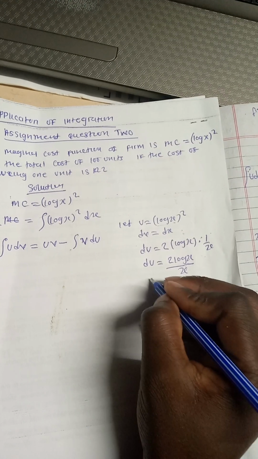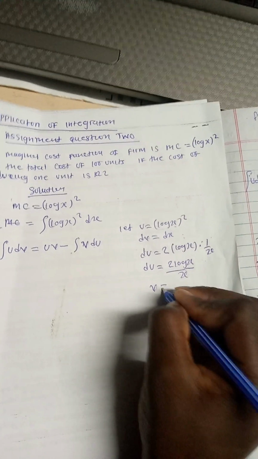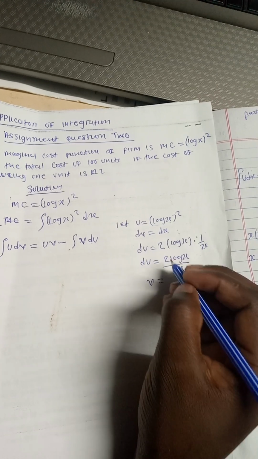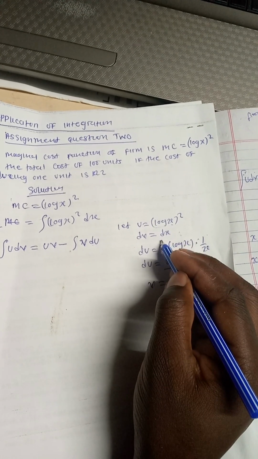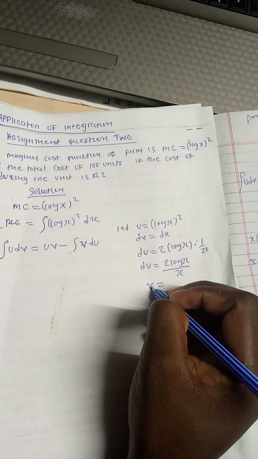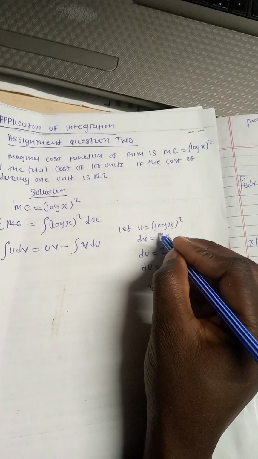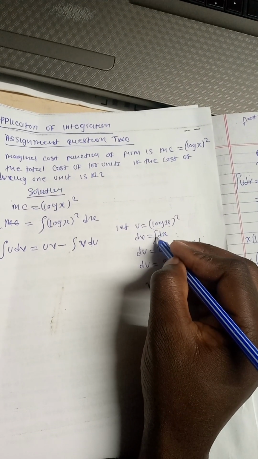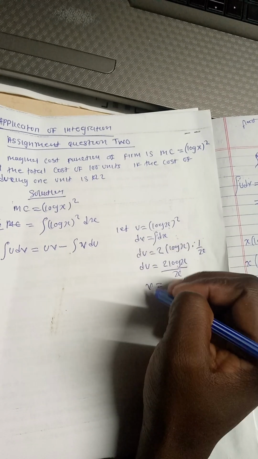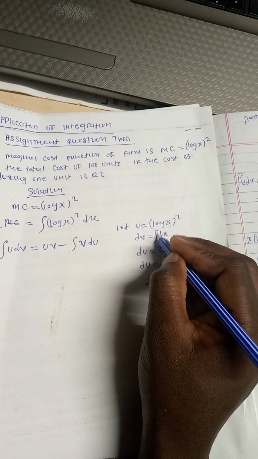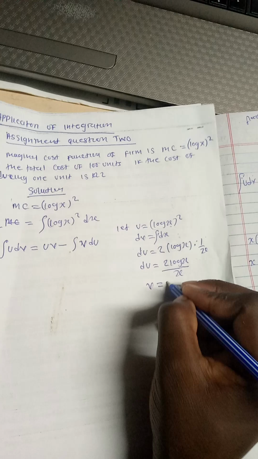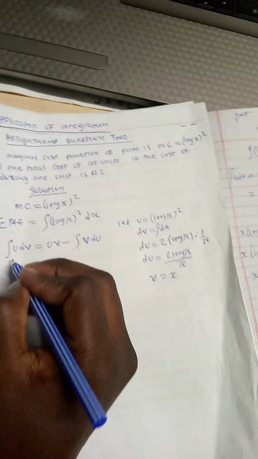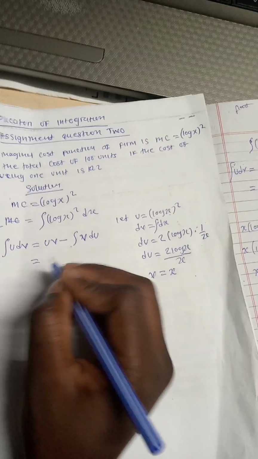Now let's get our v. To get our v, we have dv equal to dx, so we are supposed to integrate this function to get our v. We put the integral sign here, and you notice that there is no variable, which means we have a coefficient of 1. What is the integral of 1? When you integrate 1, we get x. So in this case, our v is equal to x.